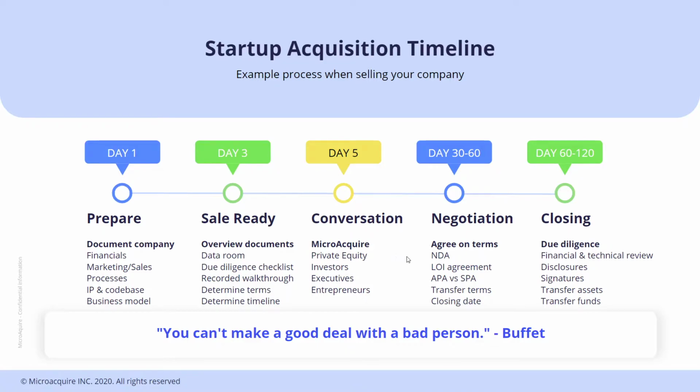So conversations, you're going to be speaking to a lot of private equity groups, investors, executives, entrepreneurs, strategic buyers as well. Then you move on to negotiation. So now that we've prepared your startup for sale, it's ready to go onto the marketplace. You don't need these items necessarily to go live on MicroAcquire, but as you really start to get serious with conversations and you move into negotiations, this is the best way to show a buyer that you're serious. You've done your homework. You're not coming in at a disadvantage in terms of experience or knowledge.